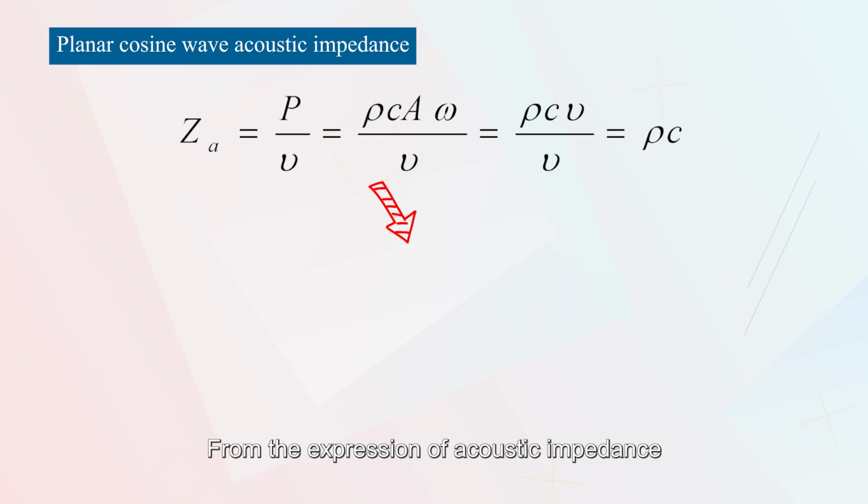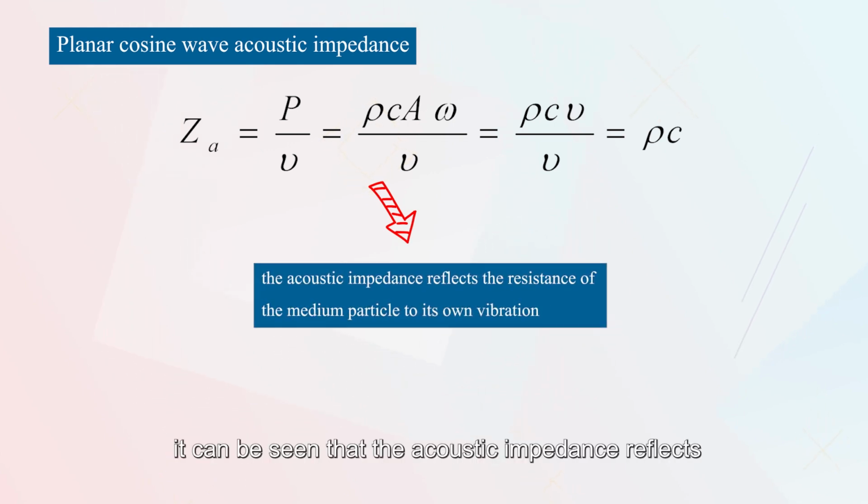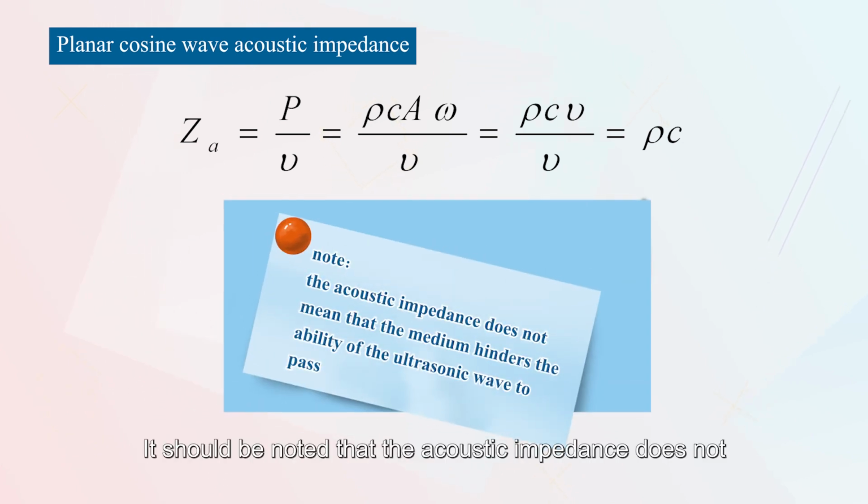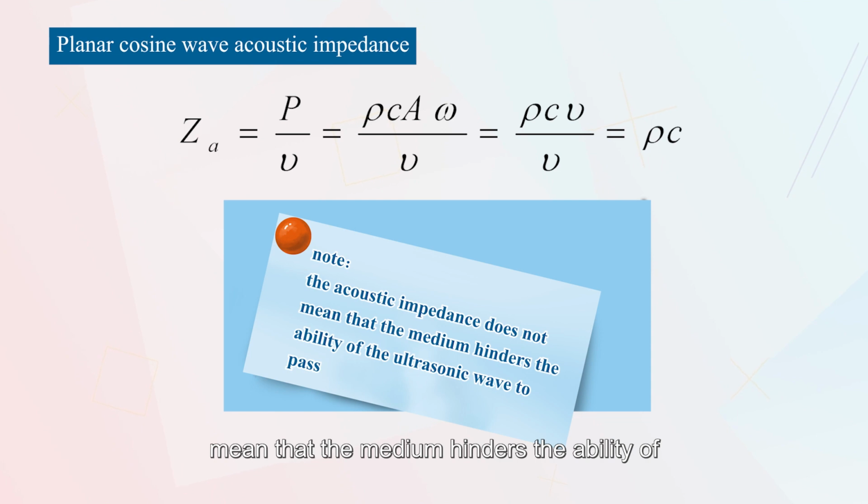From the expression of the acoustic impedance, it can be seen that the acoustic impedance reflects the resistance of the medium particle to its own vibration. It should be noted that the acoustic impedance does not mean that the medium hinders the ability of the ultrasonic wave to pass.